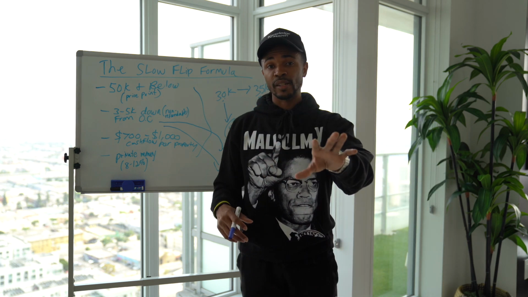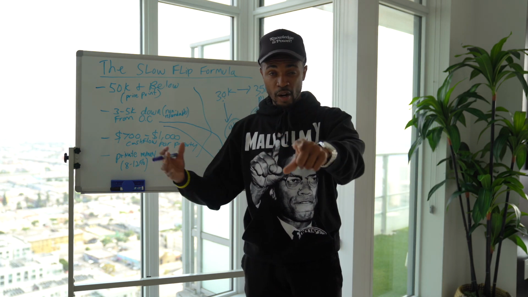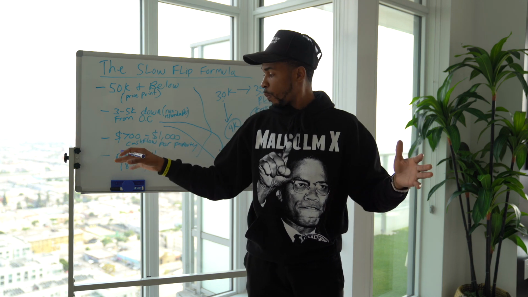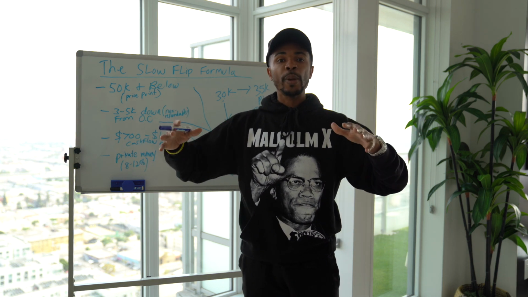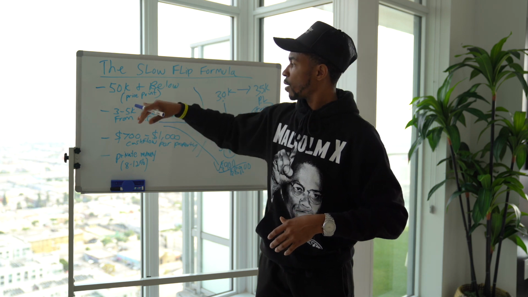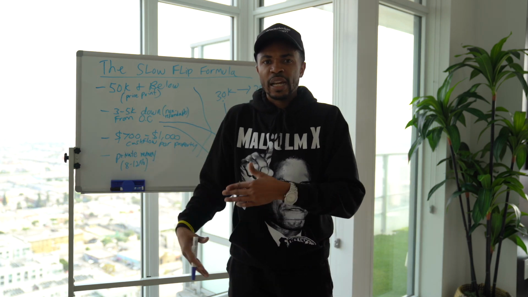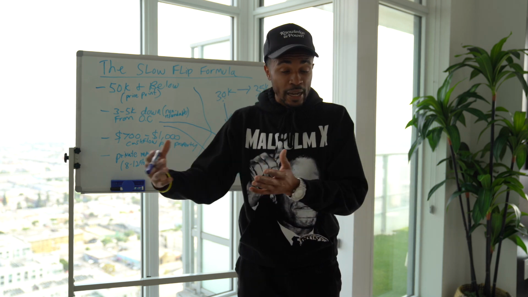Now, some people watching this, not everybody, most people only borrow private money, but some people have cash right now to buy $30,000, $40,000, $50,000 slow flips. They already got cash, they got 401k accounts.